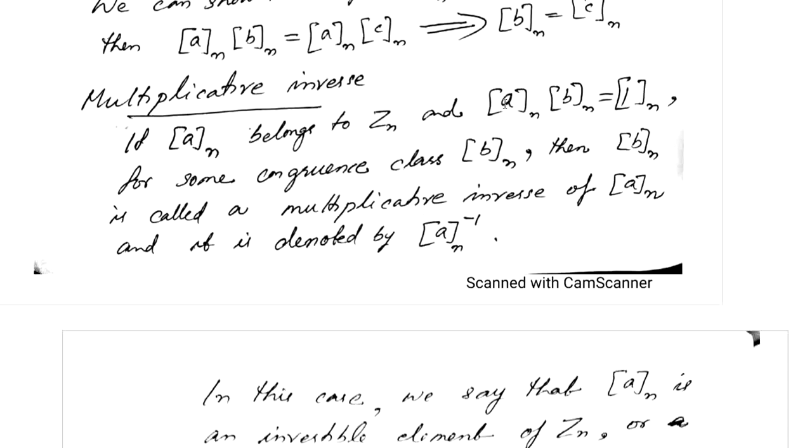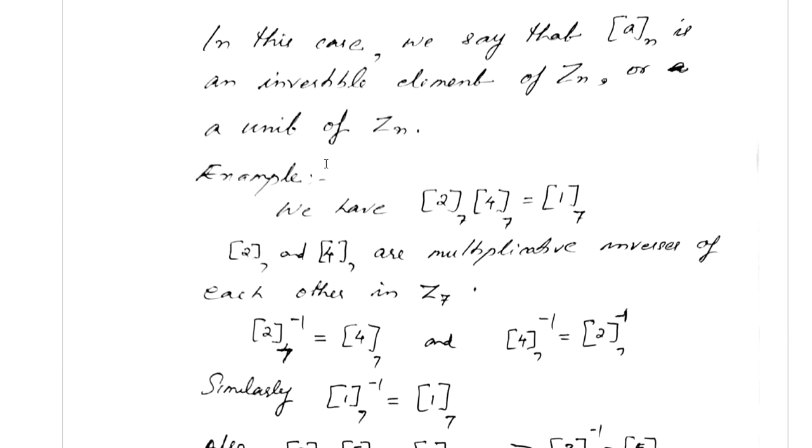And the inverse of class A here will be the class of B, and the inverse of class B is the class of A. And the multiplicative inverse of class A is denoted by class A power minus 1. In Z7, we can find all the multiplicative inverses. We have seen that class of 2 multiplied with class of 4 is class of 1. Therefore, class of 2 and class of 4 are multiplicative inverses of each other.